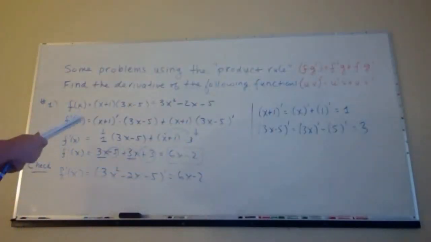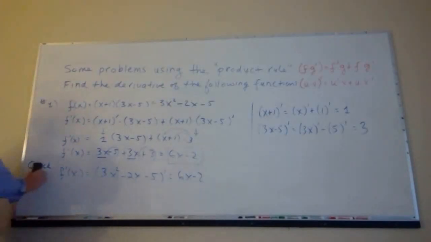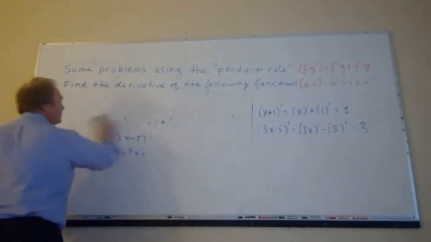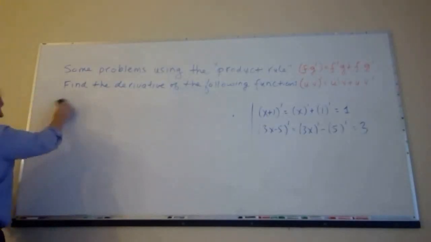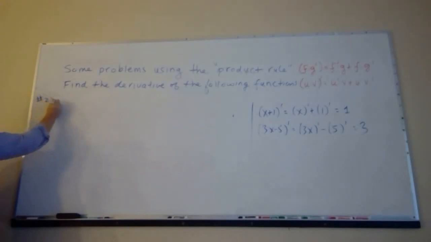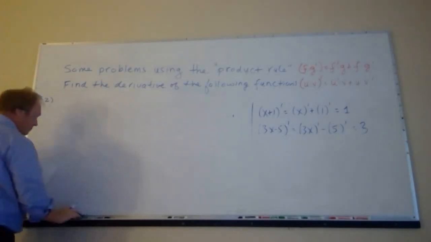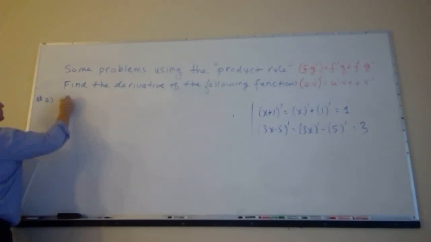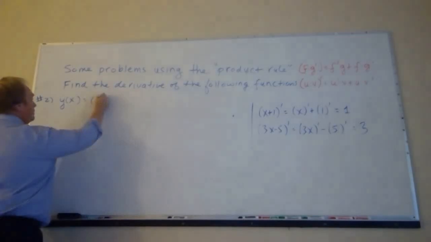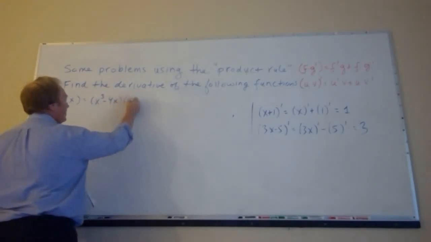So let's look at one that's maybe a little harder now. We'll just keep on ratcheting up the level of complexity. I'll make something different. So we'll say y of x is x cubed minus 4x times 4x minus 1.